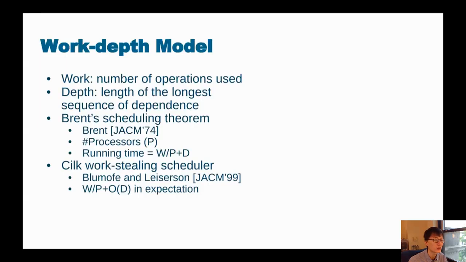Usually when the depth is lower, that means there's higher parallelism. In practice, we use the Cilk work-stealing scheduler to achieve a similar bound in expectation.